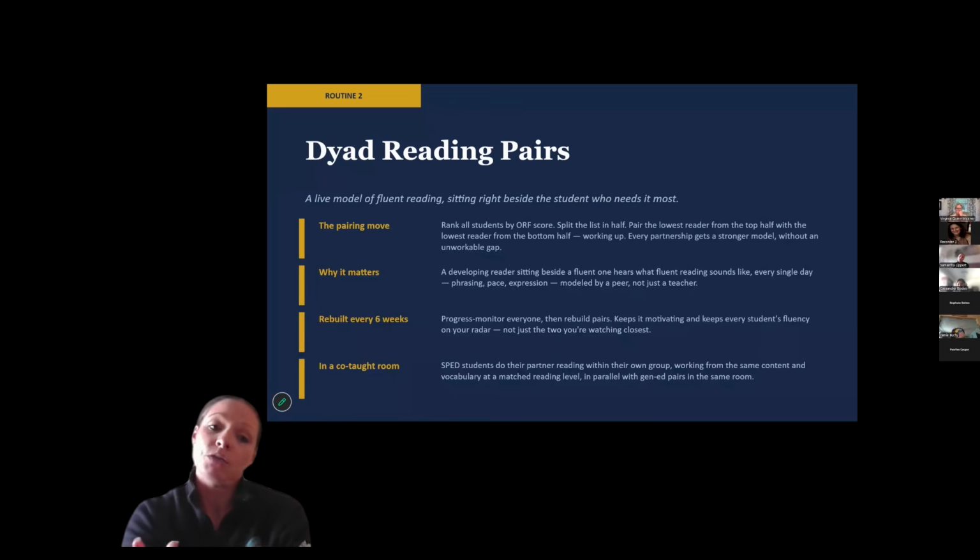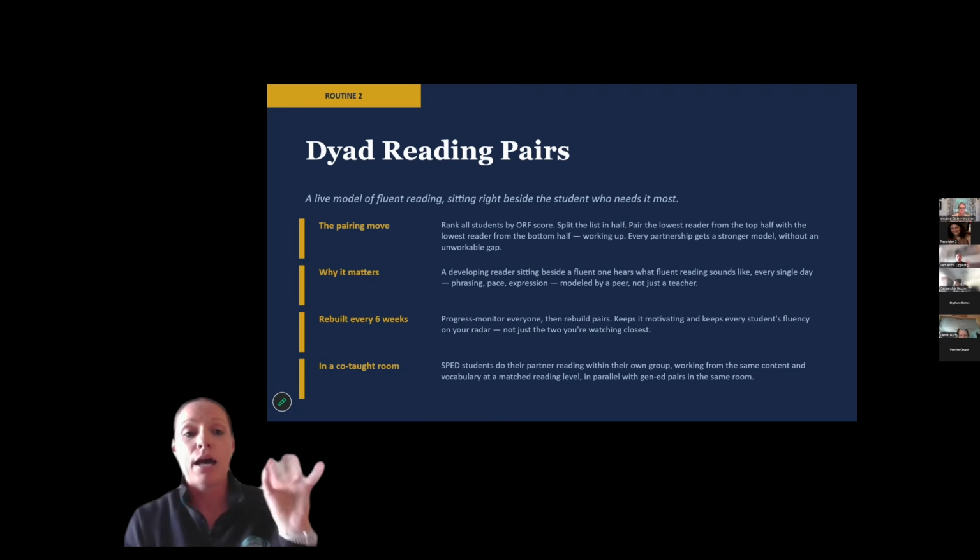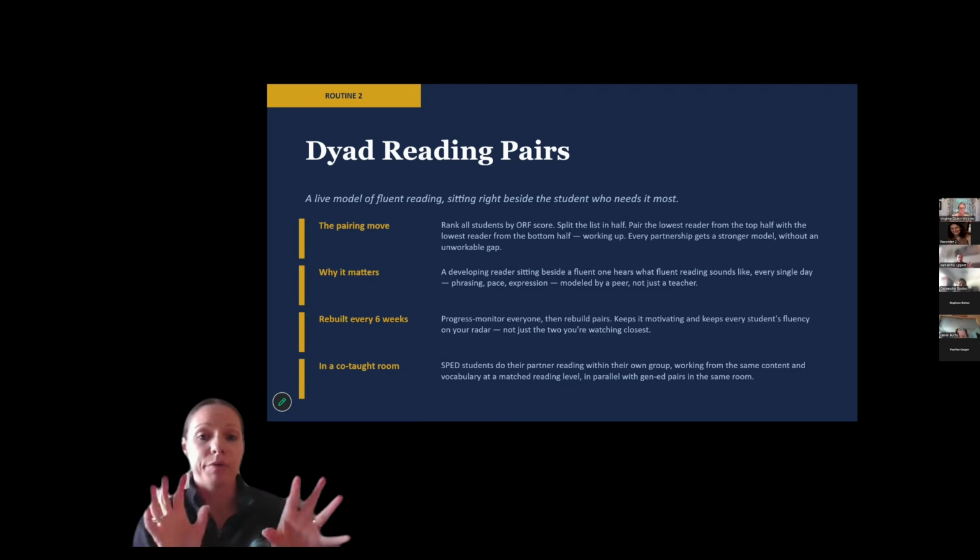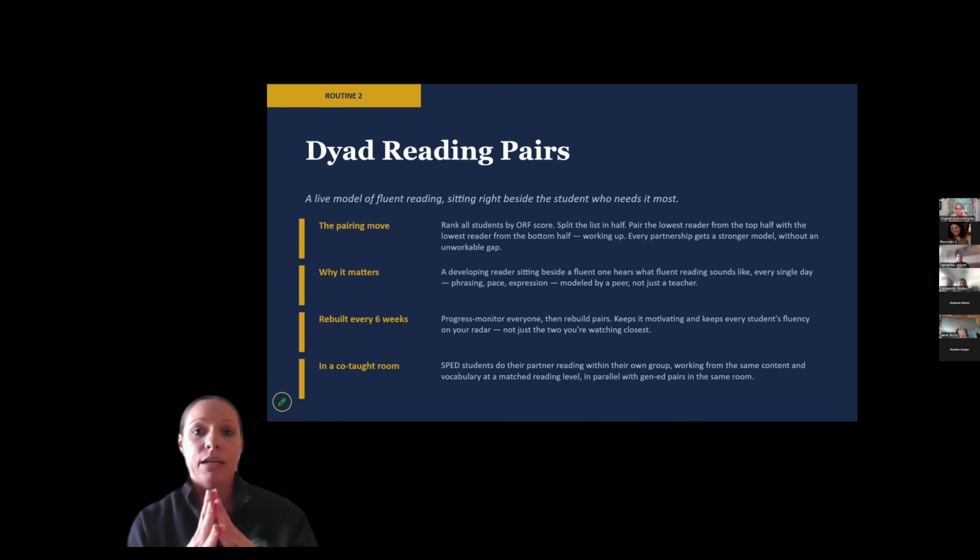When we broke into our groups, we used partner reading, and the specific type of partner reading that we used is called dyad reading pairs. Dyad reading is a very evidence-based instructional approach. What it does is it pairs a higher reader with a lower reader, but in a very strategic way, so you're not getting a very large gap between the 2.